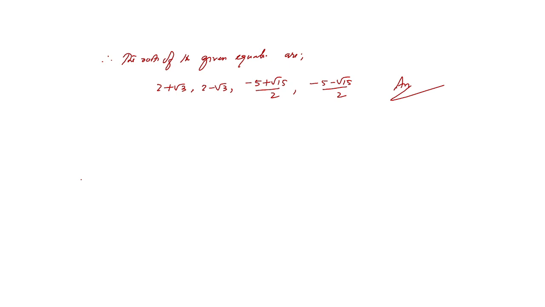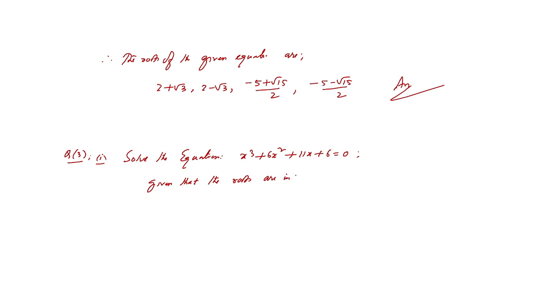The next problem is question number 3.1. Solve the equation x cube plus 6x square plus 11x plus 6 equals 0. What is given? Given that the roots are in arithmetic progression.